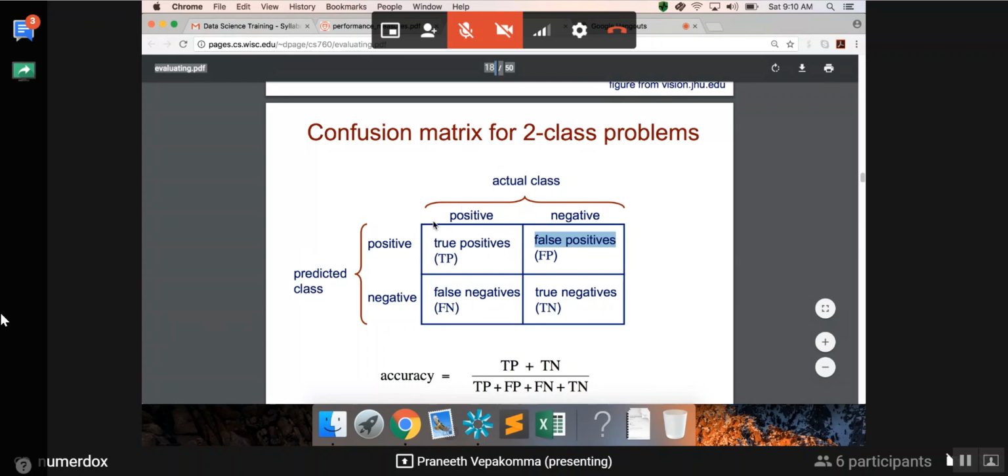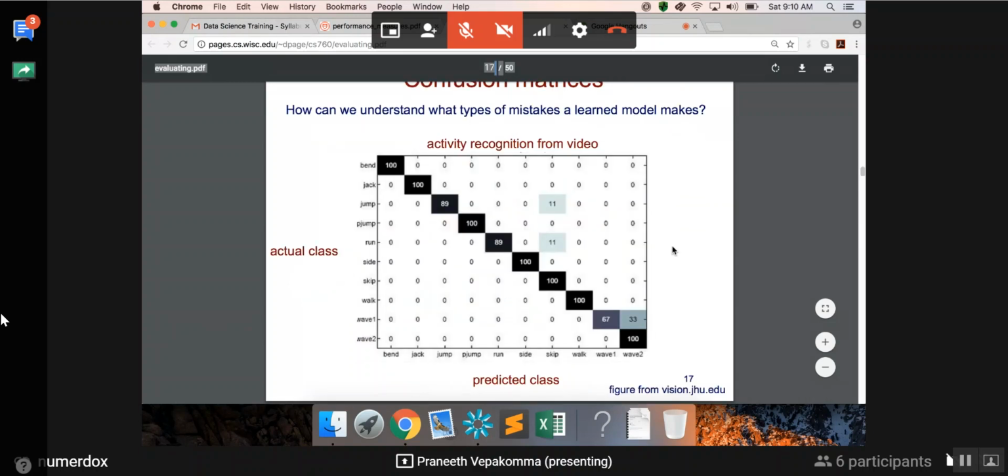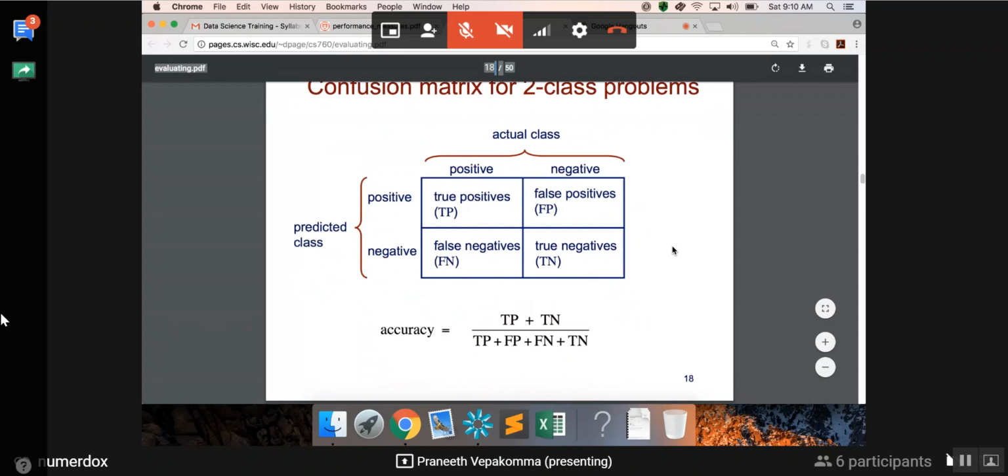Similarly, how many actually positive class, or how many actually spam class, is predicted negative? So it's a false negative. It's not a true negative. It's falsely predicted as a negative. So how many actual negatives were predicted as true negatives? Same pattern. So the 10 by 10 class confusion matrix follows the same pattern as a 2 by 2 confusion matrix.